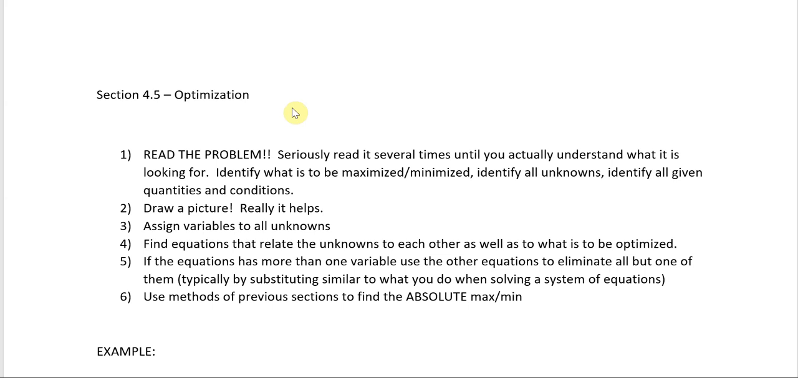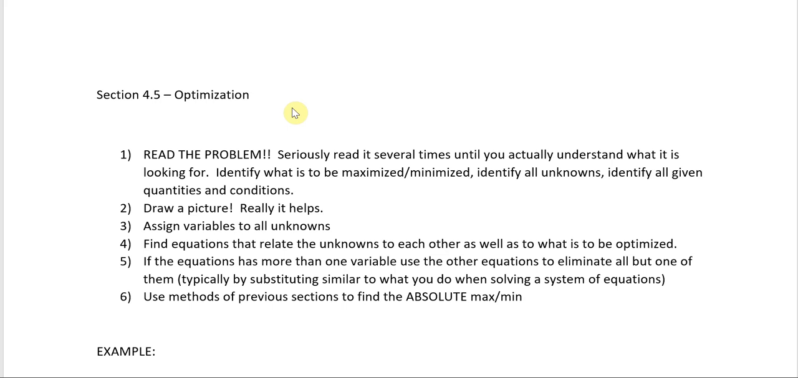So in section 4.5, this is all about optimization. What we're going to try to do is figure out some way to maximize or minimize something. We might want to minimize the cost if we're producing things. We want to maximize the profit, or we could maximize the area or minimize the amount of fencing needed for something. So all of these are word problems, right?